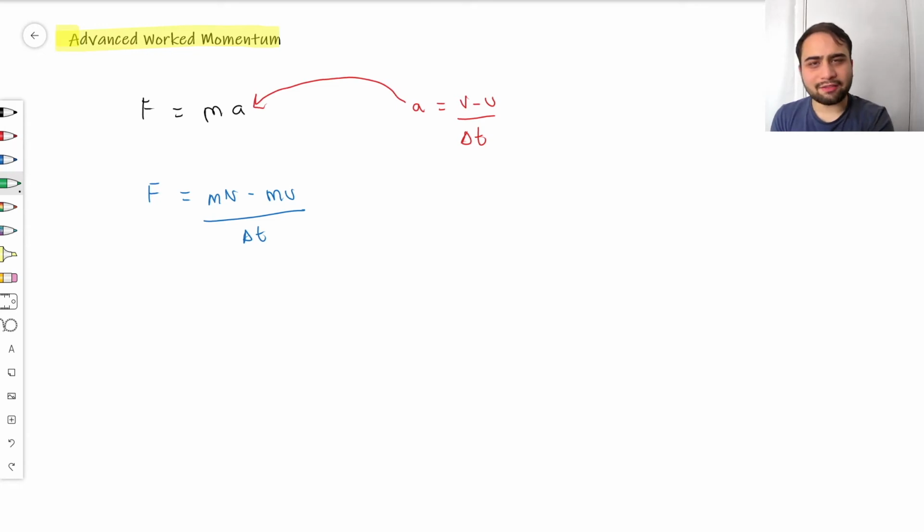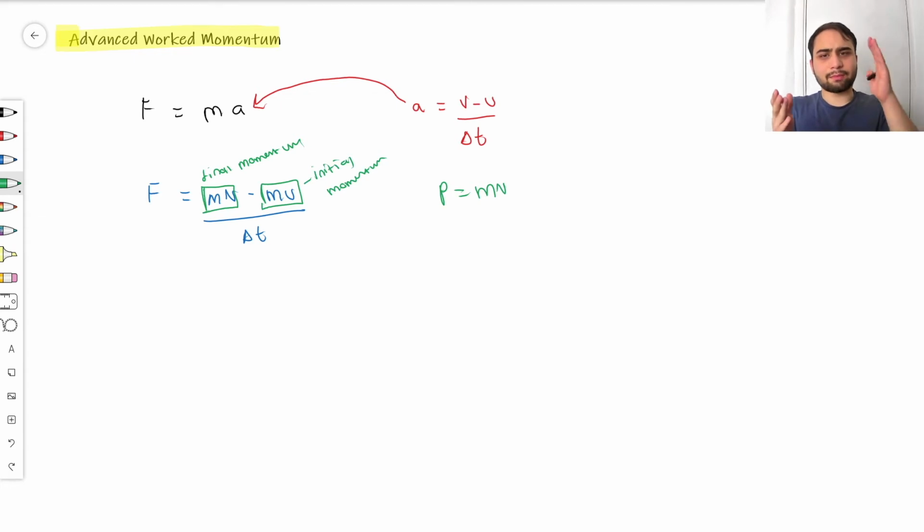Now what do we have here? Well, mv, does that now look like our momentum equation, which is p is equal to mv? Exactly, it is exactly that. So what that really shows is final momentum. And because we're using the final velocity here, and our initial velocity here, this is our initial momentum. So what we're doing here is final momentum minus initial momentum. Well, that sounds a lot like a change in momentum. So that's exactly what we can say. So let's put that down below. F is equal to delta P, change in momentum, over delta T.